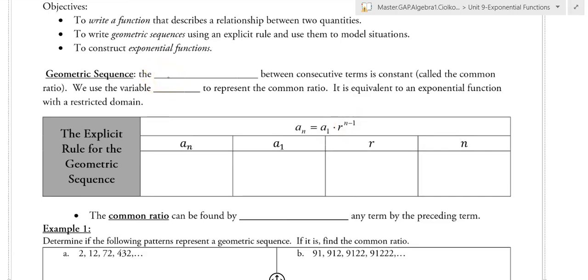You can think of it as the dividend. Basically, it's like when we divide numbers. So it's what we're multiplying by each time. And for this one, we're going to use the variable r. So this is what's known as the common ratio.